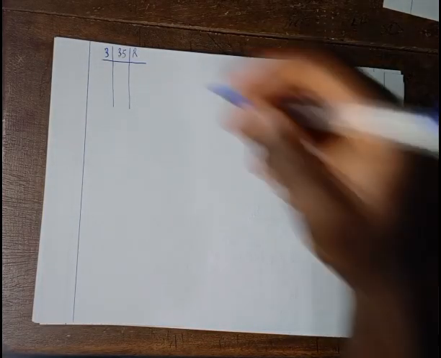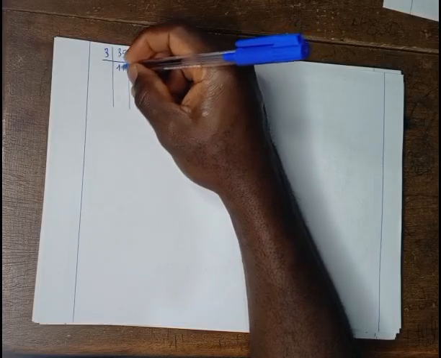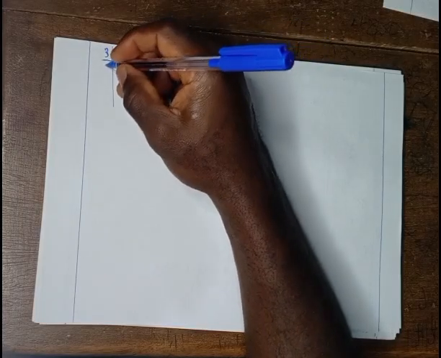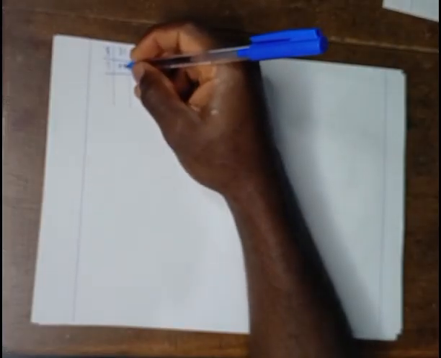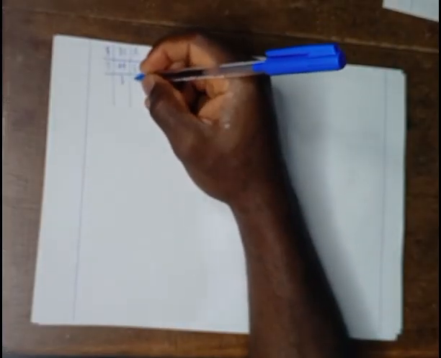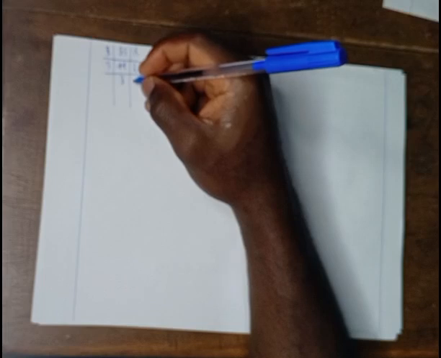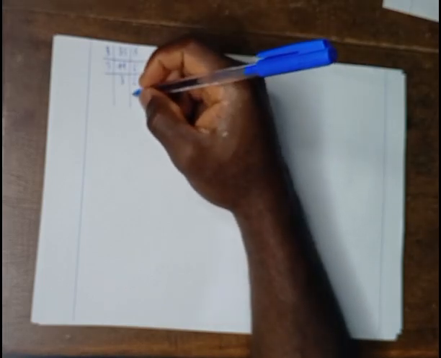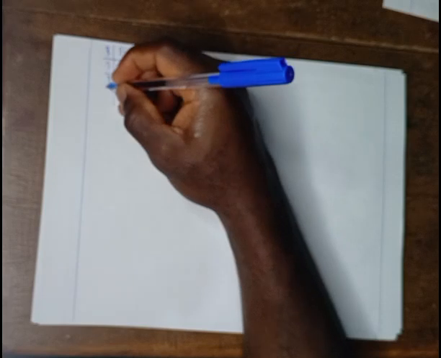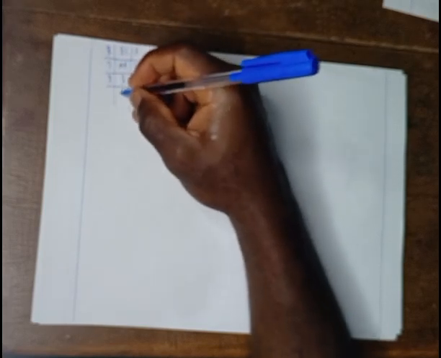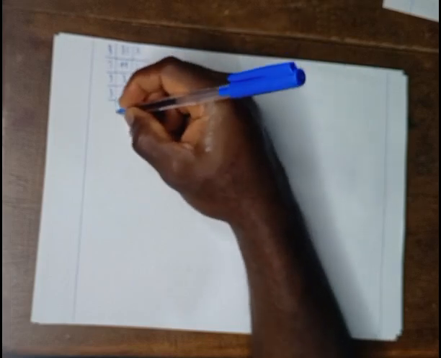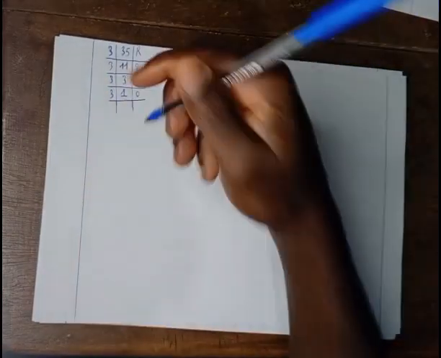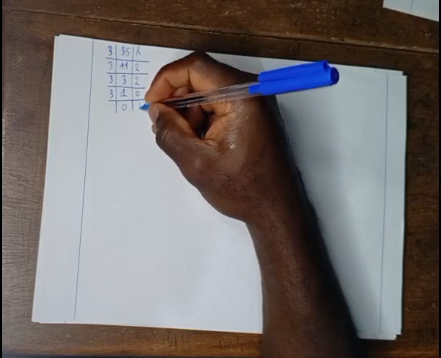We divide 35 by 3. The whole number part will simply be 11, and the remainder will be 2. We bring down 3. 11 divided by 3 gives us a whole number part of 3 and a remainder of 2. Next we bring down 3. 3 divided by 3 gives us a whole number part of 1 and a remainder of 0. We bring down 3. 1 divided by 3 gives us a whole number part of 0 and a remainder of 1.